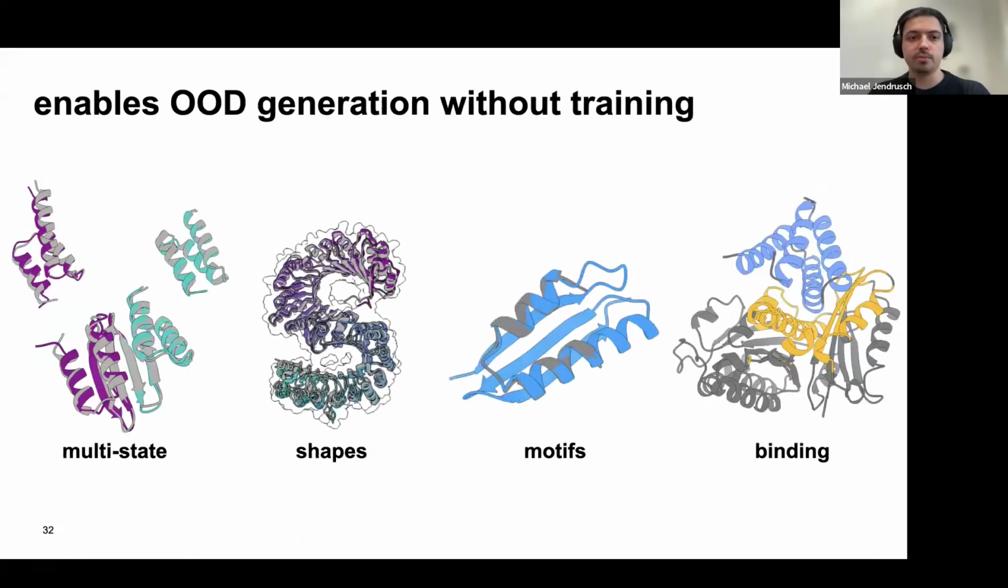For example, we could use this to generate proteins that were predicted to fold differently as monomers or in a complex. We were able to generate proteins that were predicted to fold in a specific shape, or that scaffolded specific motifs from other proteins, or that were predicted to bind a desired target.